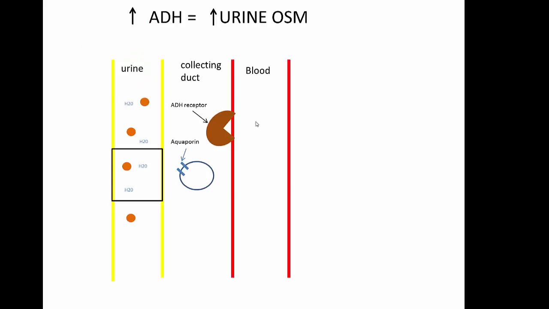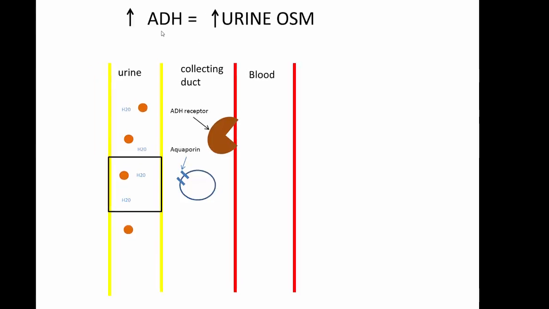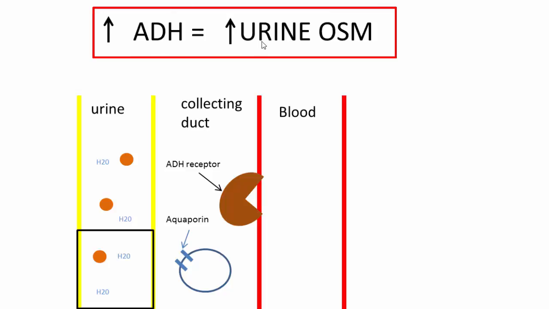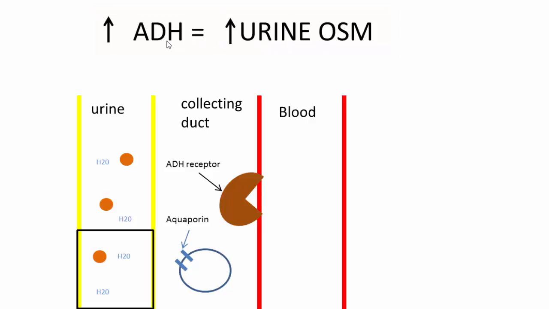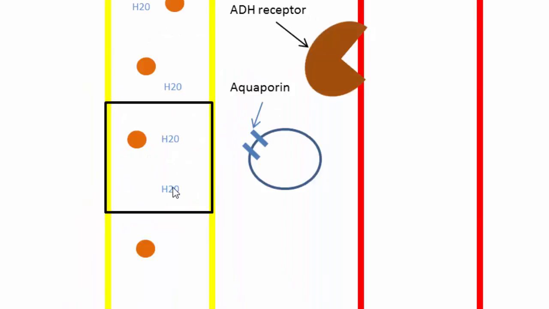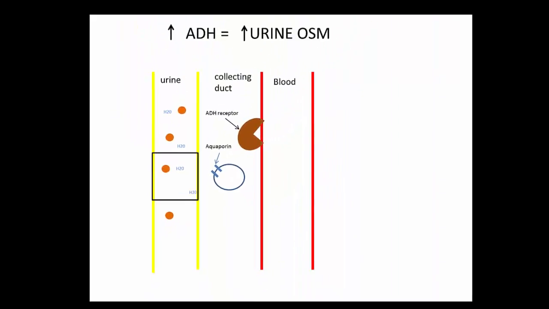And then what happens? Well, here we are in the kidney, and the point of this slide will be that if my ADH goes up, then my urine osmolality should go up. So when I look at someone's urine and see a high urine osmolality, it shows that ADH is present. So you can see here in the urine that the water is trying to make it through the impermeable membrane, but it can't get through.